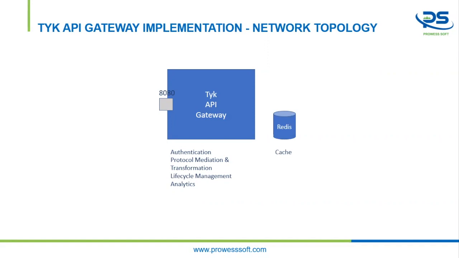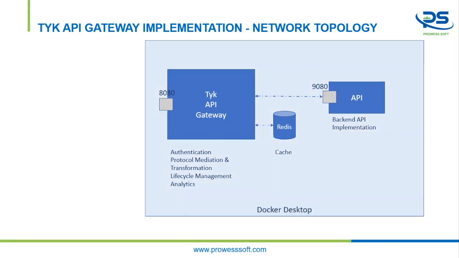Tyk API Gateway also needs a Redis cache storage. It is a data store that is in constant touch with the API Gateway itself. So our intent here is actually to use an API that is inside our enterprise and expose it through an API gateway. I've built a backend API implementation that is exposed on port 9080, as you can see.